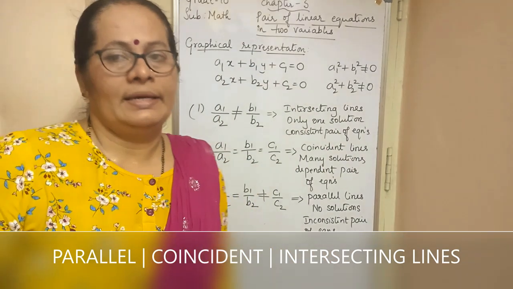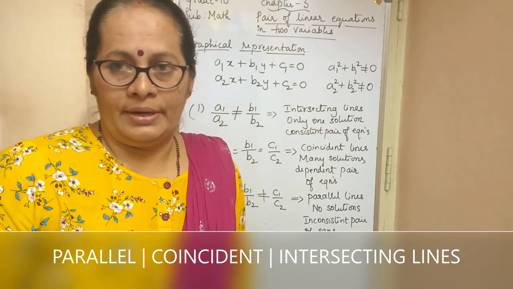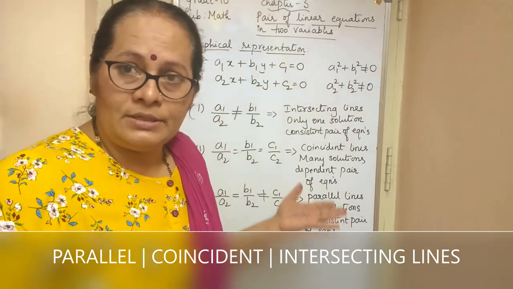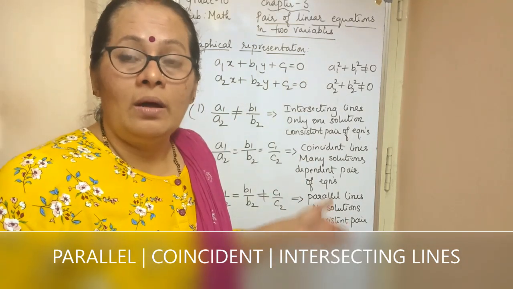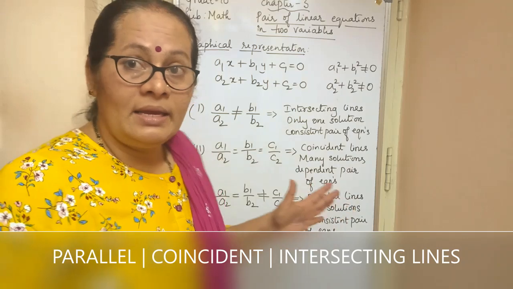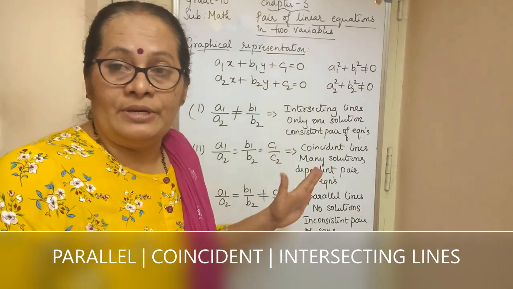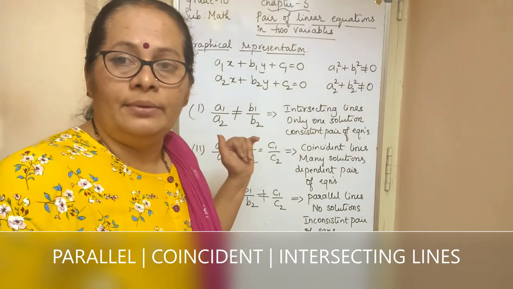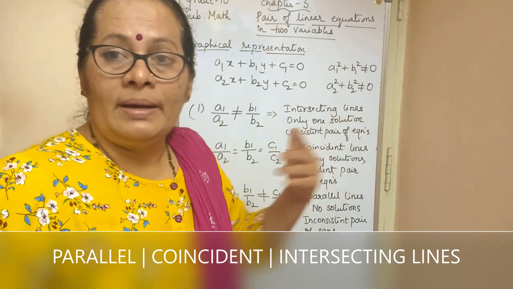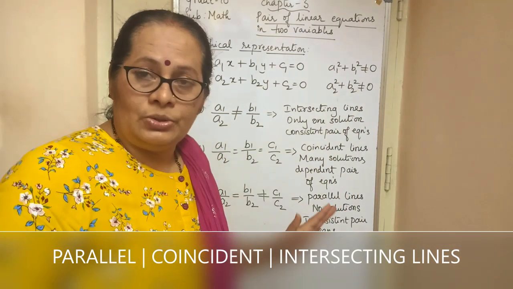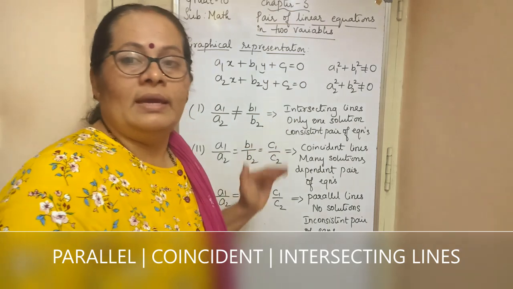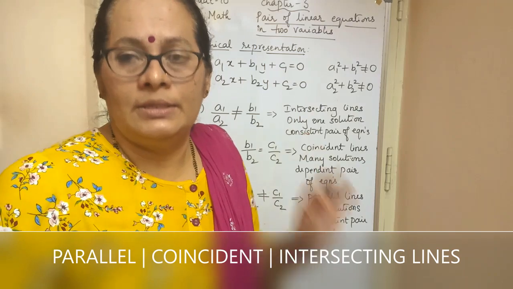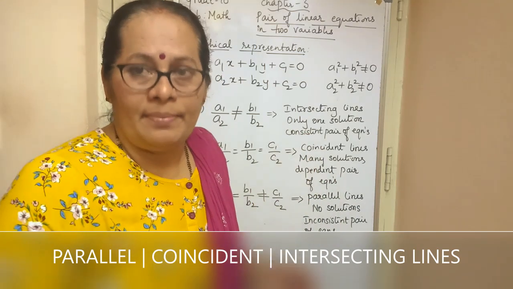So, these three conditions or possibilities are very important. Without drawing the graph also, we can tell whether we get one solution, many solutions, or no solution by finding the ratios of their coefficients. By comparing the ratios a1 by a2, b1 by b2, c1 by c2, we can say whether we get one solution, no solution, or many solutions. Let us take some examples.